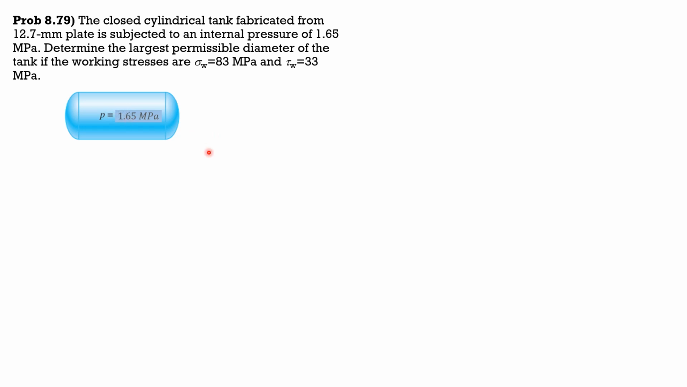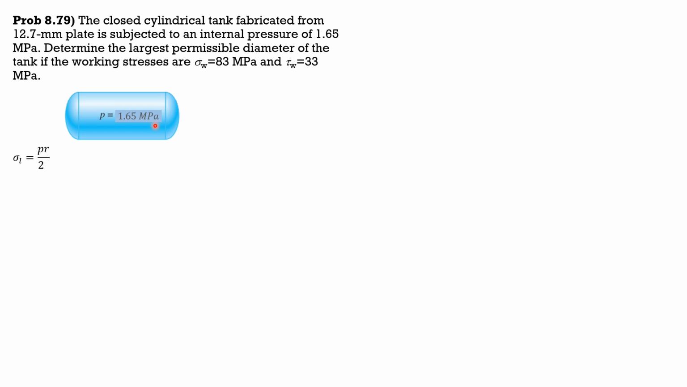The closed cylindrical tank fabricated from 12.7 mm plate is subjected to an internal pressure of 1.65 megapascals. Determine the largest permissible diameter of the tank if the working stresses are 83 megapascals for normal and 33 megapascals for shear. So this is the cylindrical tank subjected to an internal pressure of 1.65 megapascals.